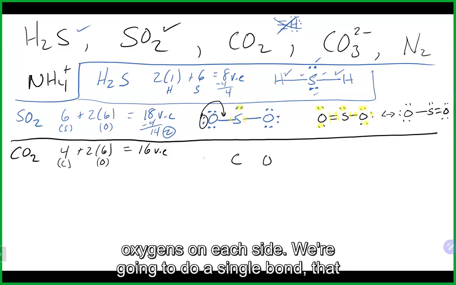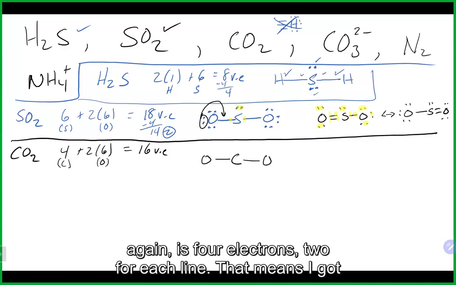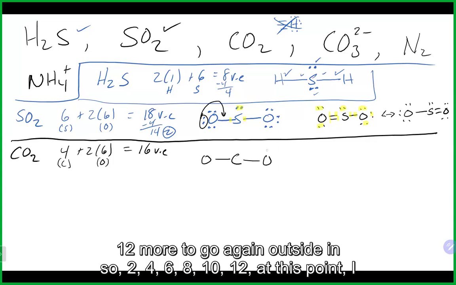And we're going to do some oxygens on each side. We're going to do a single bond. That, again, is 4 electrons, 2 for each line. That means I got 12 more to go. Again, outside in. So 2, 4, 6, 8, 10, 12.